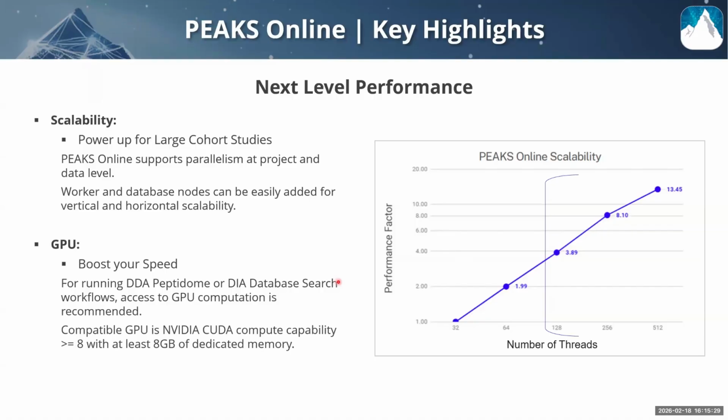I also just wanted to mention the use of a GPU. So a GPU can be used to essentially boost your speed, and we really recommend it particularly for the DIA Peptidome and DIA database search workflows. We do have the specific specifications here for that GPU, but if you're ever unsure, please do reach out to us and we can always help you with the requirements for Peaks Online.